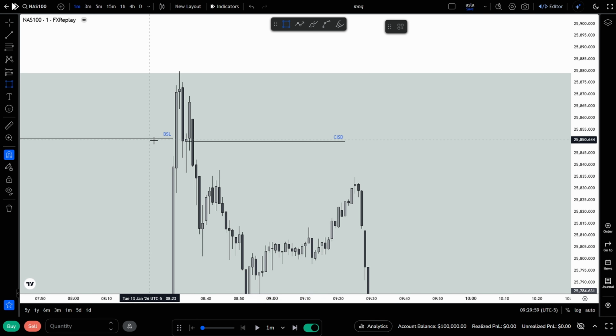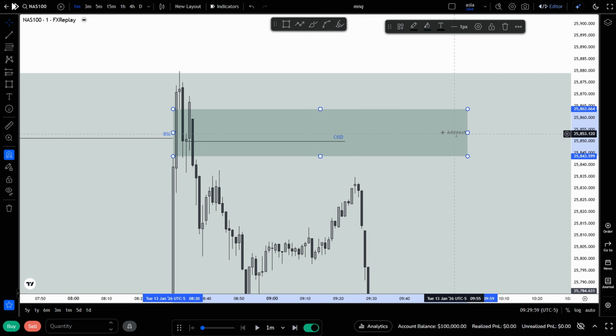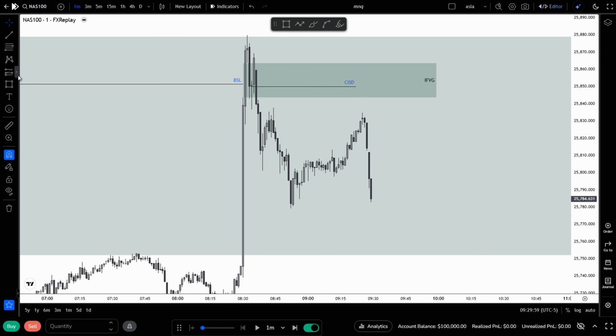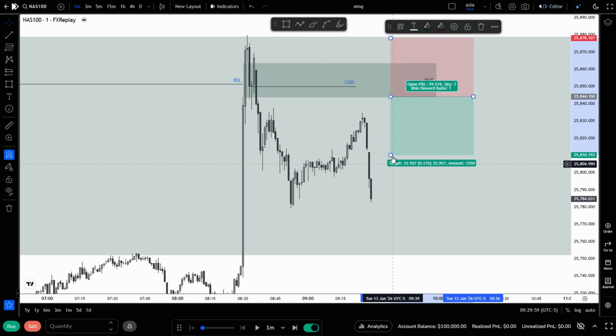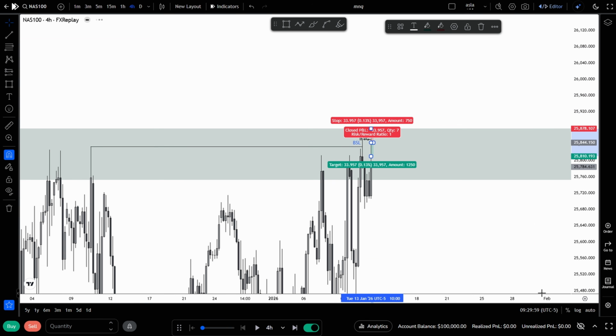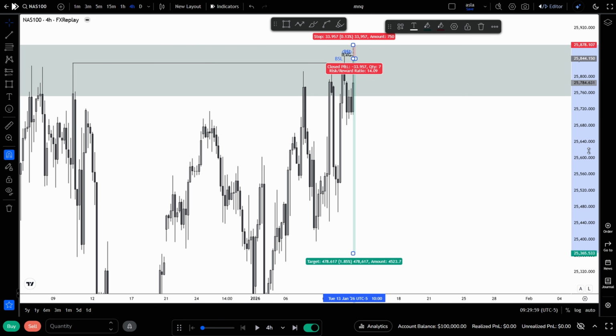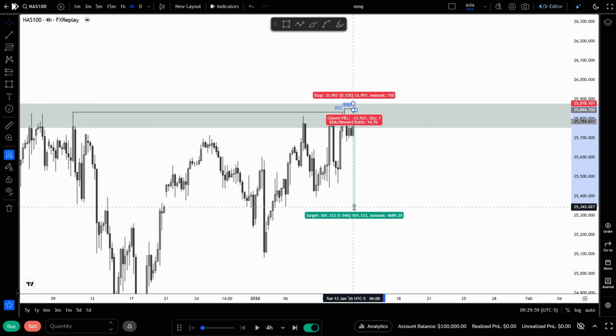As price moves forward, we do get that confirmation. We see an inverse fair value gap form, and we also get a change in state of delivery. At this point, I know that my bias is still valid, and I can comfortably place my trade using that inverse fair value gap as my entry.